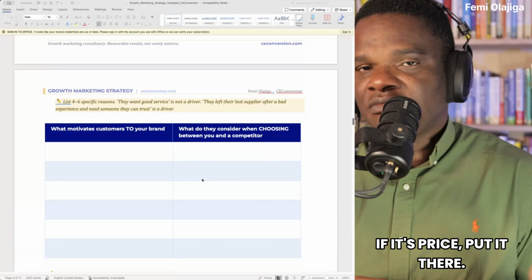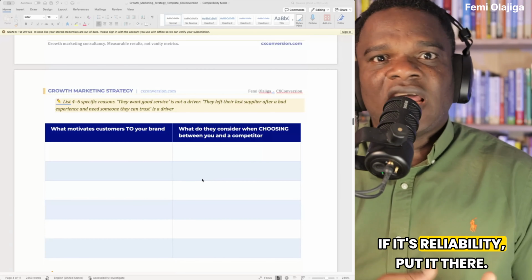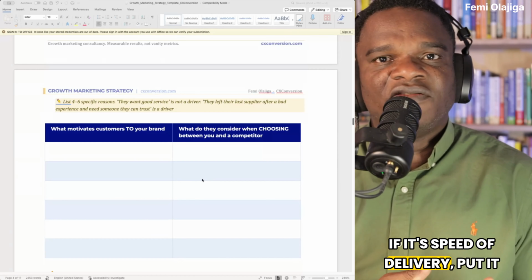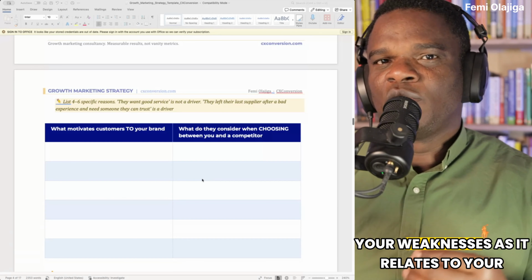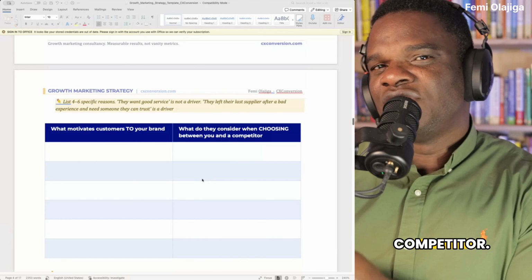If it's price, put it there. If it's reliability, put it there. If it's speed of delivery, put it there. This will also flesh out your strengths and your weaknesses as it relates to your competitor.